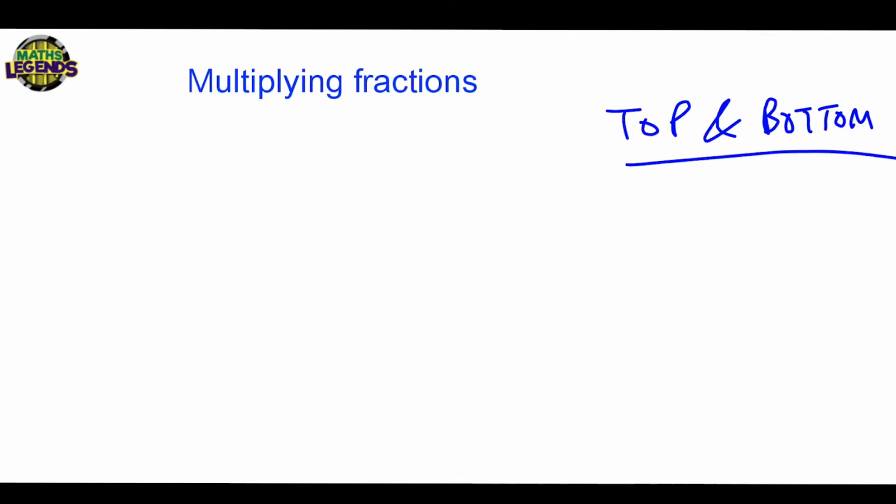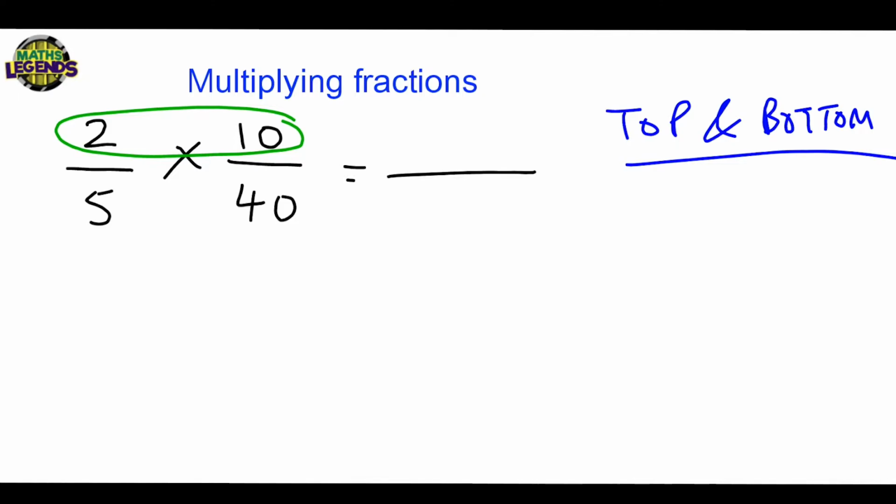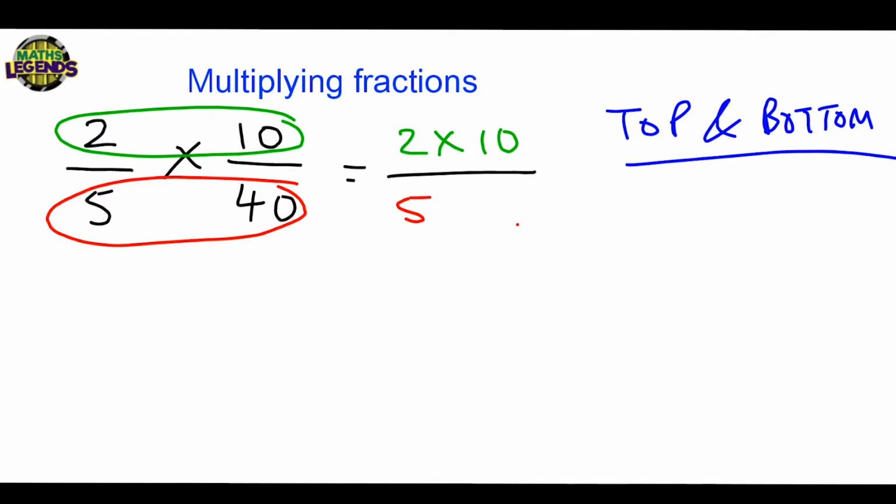Let's look at another example. 2/5 times 10/40. So again, we'll use our rule, top and bottom. The top numbers here are 2 and 10, so we do 2 times 10. And then we look at the bottom, which is 5 times 40. And then we simplify. There's a number of ways that you can simplify. We'll do two approaches. So here we have 2 times 10 over 5 times 40.